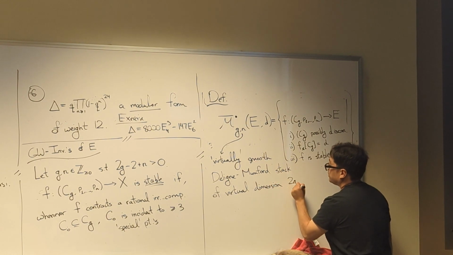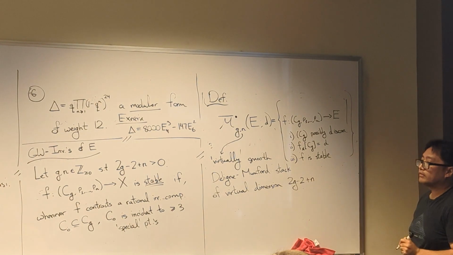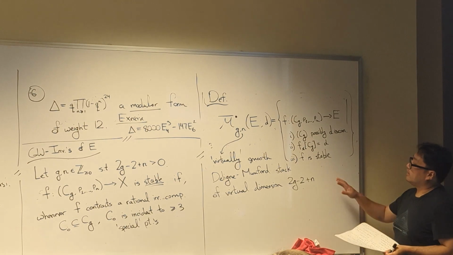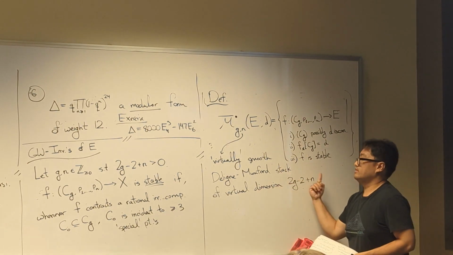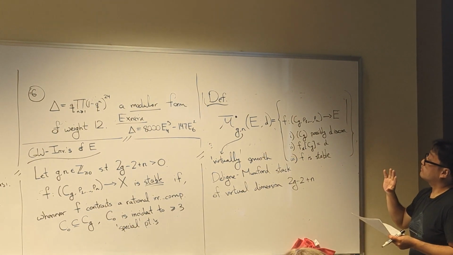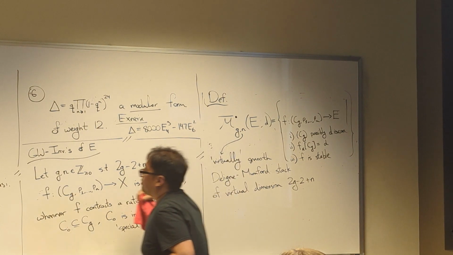Two g minus 2 plus n. Good. So in a second I'll make a definition that really brings the point home why I have to say it in this way. But let me first introduce some maps that come with this space.